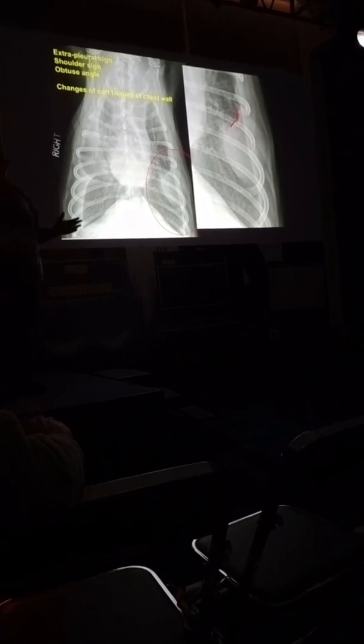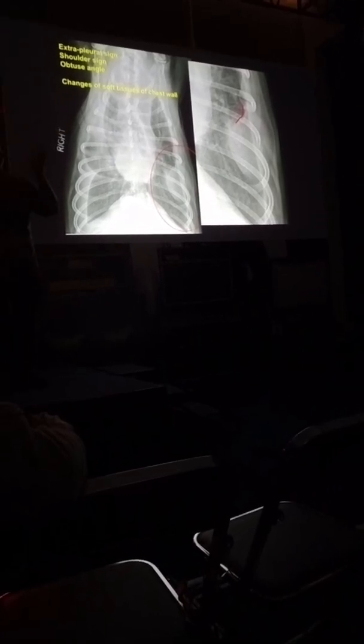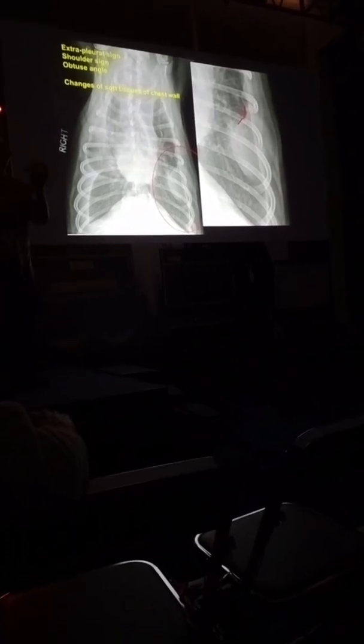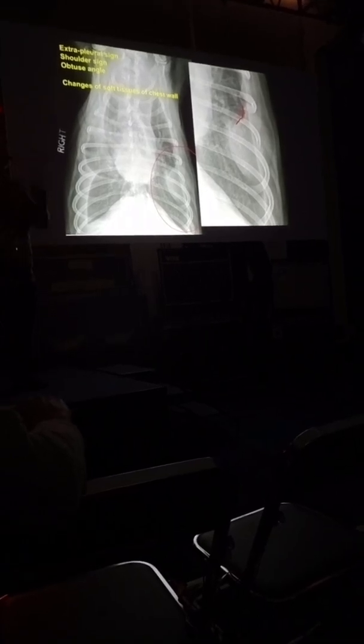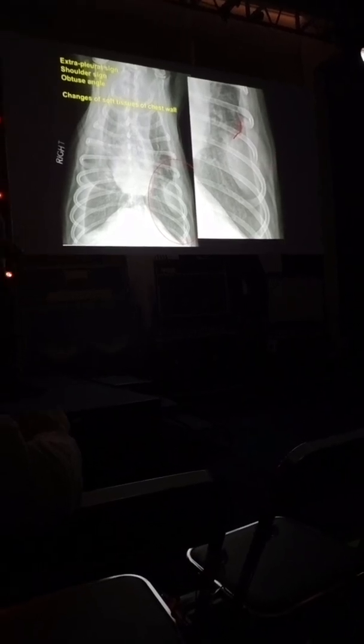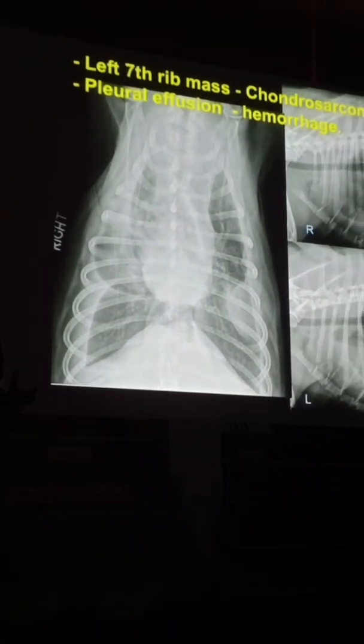So number one, we have pleural effusion. Everybody recognizes that. But did you recognize that pleural effusion here, what we thought was pleural effusion, has a rounded margin? Can pleural effusion have a rounded margin? I guess if you had a big hematoma, it could. But in this case, because of the shoulder sign or the extrapleural sign and the loss of rib, we have, in this case, a chondrosarcoma of that seventh left rib with hemorrhaging associated with it.